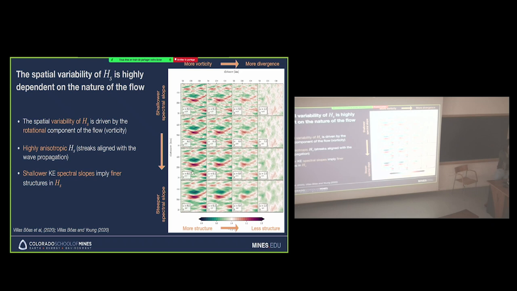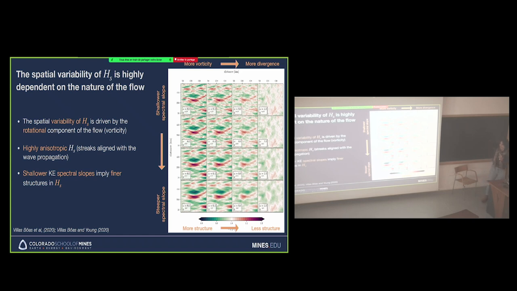Then if you go from top to bottom, what I'm changing is the kinetic energy spectrum of the forcing of the currents. On the top, I'm forcing the WaveWatch simulations with currents that have a shallow spectral slope for kinetic energy, and on the bottom, a steep spectral slope. I ran an ensemble with a bunch of these, and there are a couple of things that came up from it.